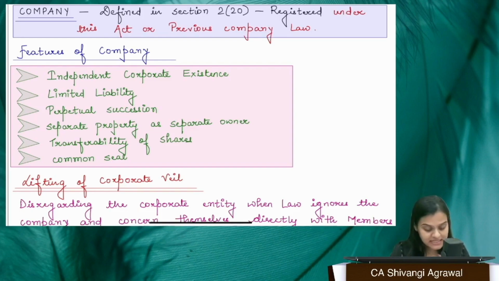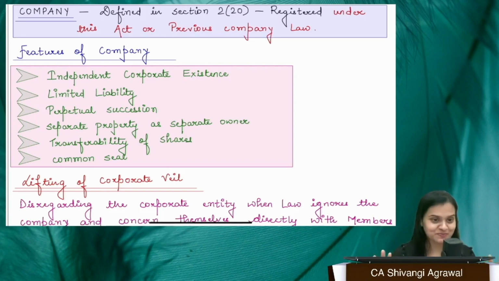So this is the biggest advantage a company has over other forms of business organization, apart from other advantages also. But then it gives you the feature of limited liability, it gives you the feature of perpetual succession, it gives you the feature of separate legal entity, right?